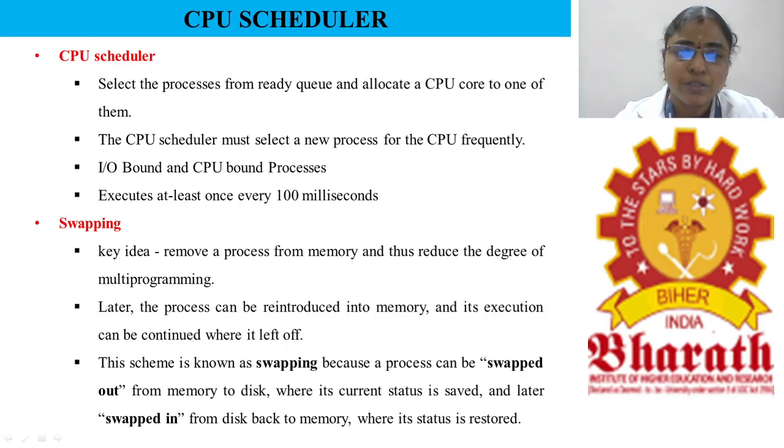Then swapping. This is a key idea: remove a process from memory, and thus we can reduce the degree of multiprogramming. Later, the process can be reintroduced into memory and its execution can be continued where it left off. This scheme is known as swapping, because a process can be swapped out from memory to disk, where its current state is saved, and later it is swapped in from the disk back to memory, where its state is restored.